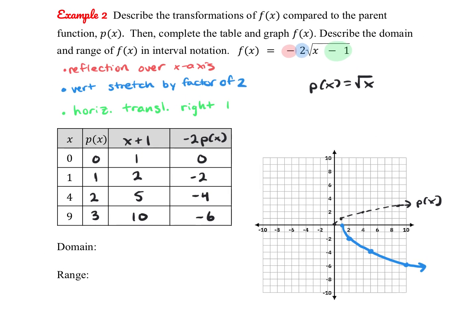And then for our domain and range, we can see that our domain has been shifted to the right one. So it's 1 to infinity. And then our range, because it's reflected, remember we always go low to high. The lowest y value is going to be -infinity. It's going down forever. And the highest y value is going to be 0. So now it's -infinity to 0. So you need to be careful with the range when you have that vertical reflection.